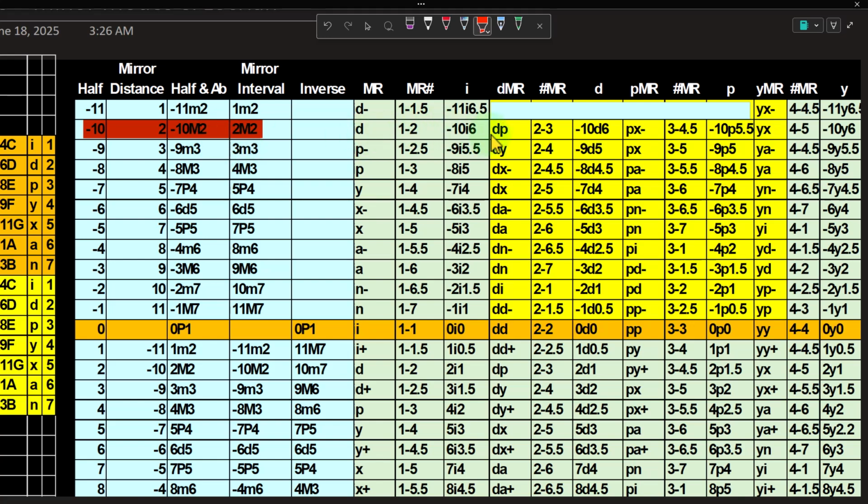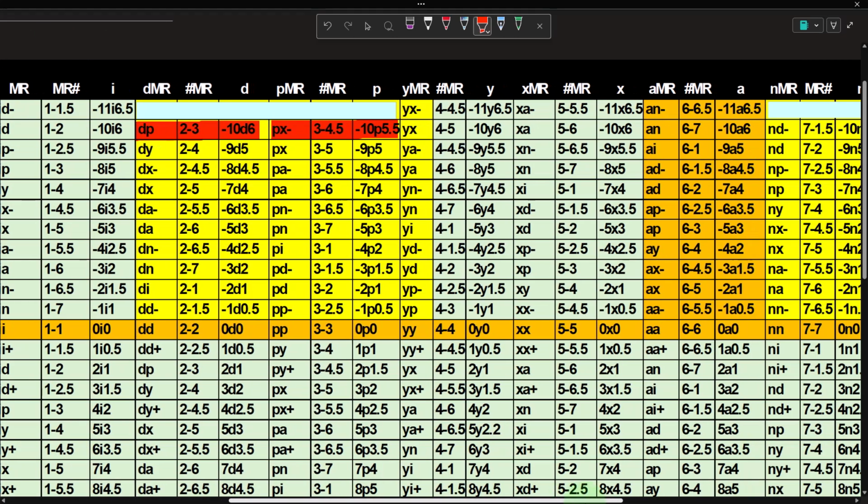I'd rather say if I'm looking at the perspective of the Dorian that I'm measuring from, that it's a dp modal range, a 2-3 modal range, counterclockwise direction would be 10 notes from the Dorian node, negative 6 modal half steps backwards. From the perspective of the Phrygian, it would be a px negative modal range, a 3 to a 4.5 modal range, meaning we would go counterclockwise or negative 10 steps or notes from the Phrygian node, which would be a negative 5.5 modal half steps counterclockwise.